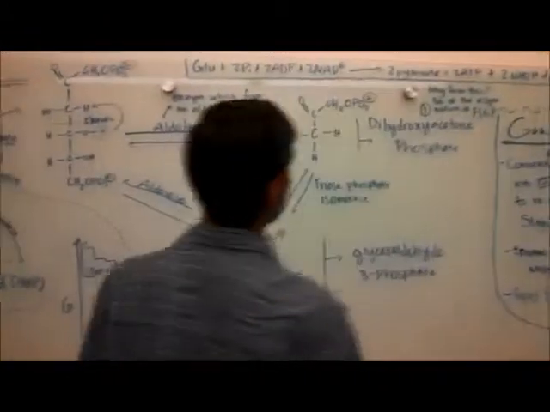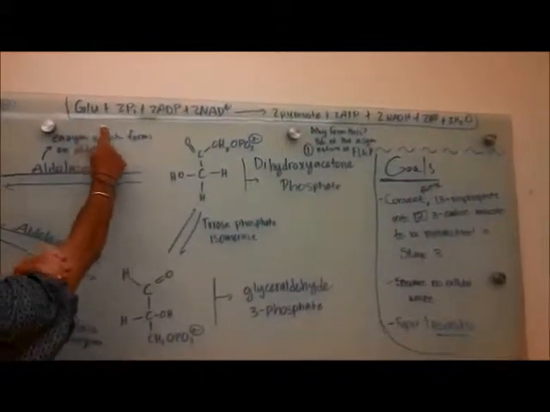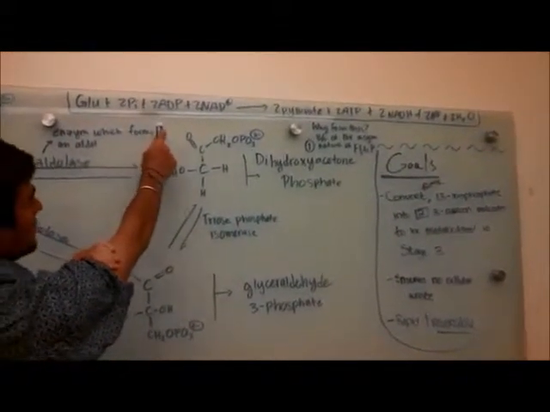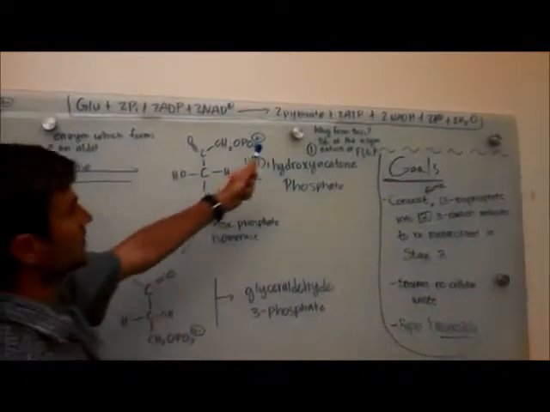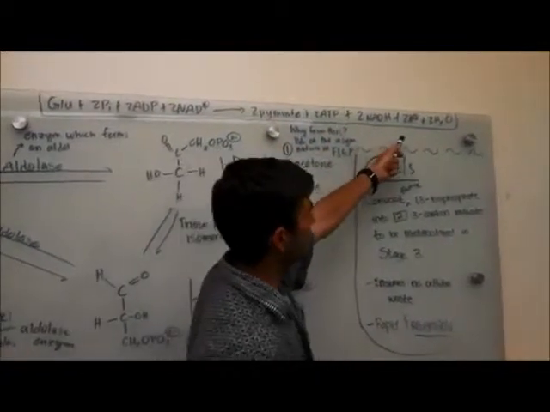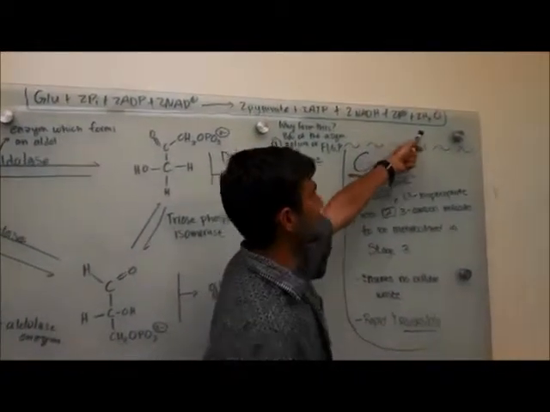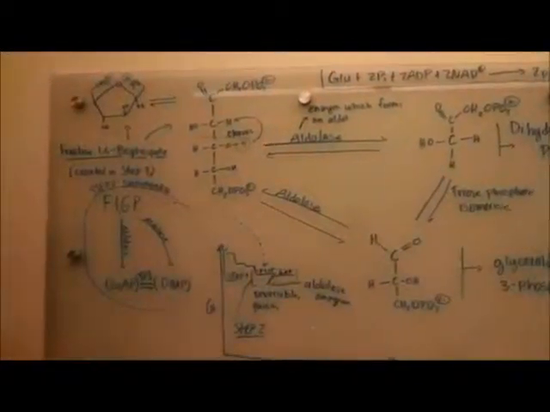Also, I'd like to remind that this is the overall reaction. We're starting with glucose, and we're adding 2 phosphates, 2 ADP, and 2 NAD+, and we're ultimately receiving 2 pyruvate, 2 ATP, 2 NADH, 2 protons of hydrogen, and 2 waters. So that's just for fun.